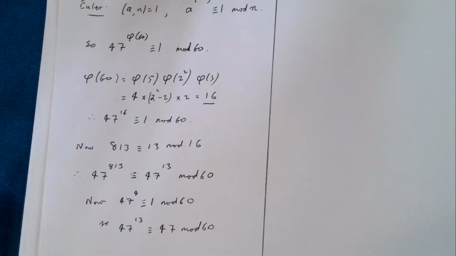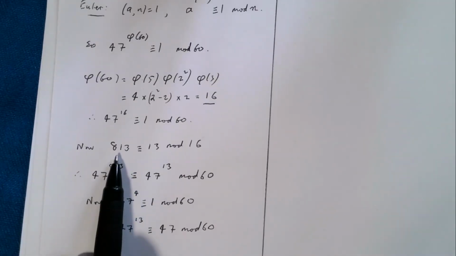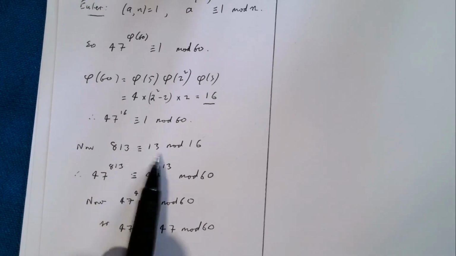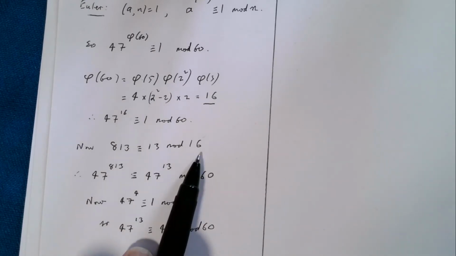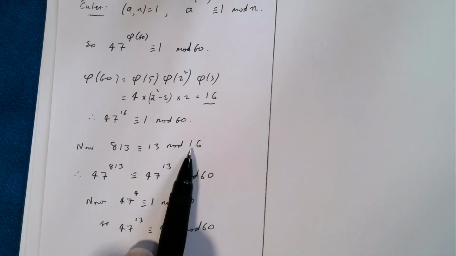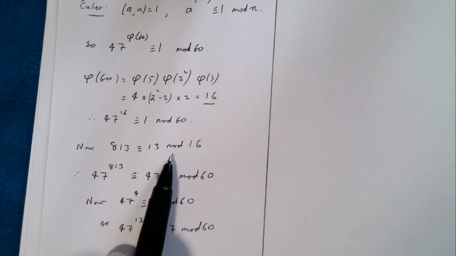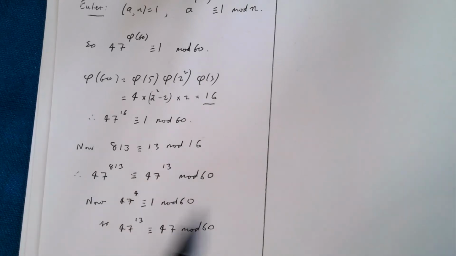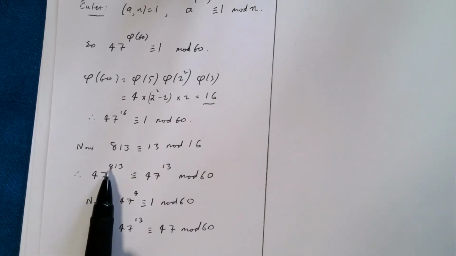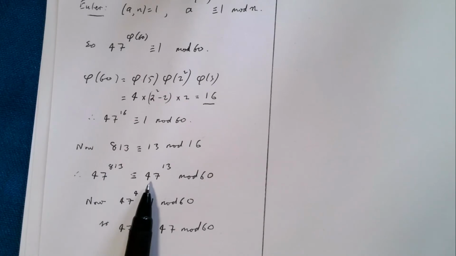Well, a little bit of simple arithmetic shows you that 813 is just 13 mod 16, in fact. You can see that because 16 times 50 is 800, I think, so that'll give me the 13 there. And that means 47 to the 813 is just the same as 47 to the 13 mod 60.